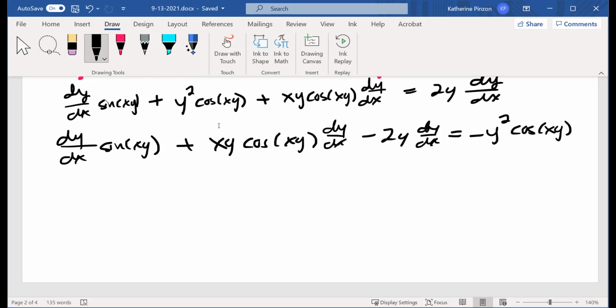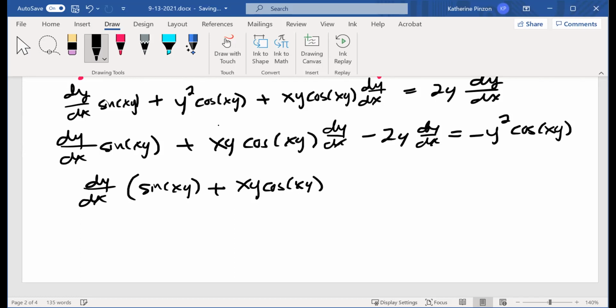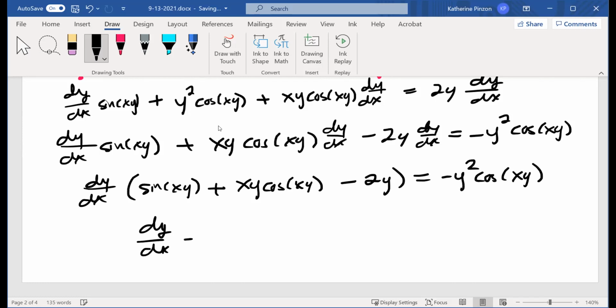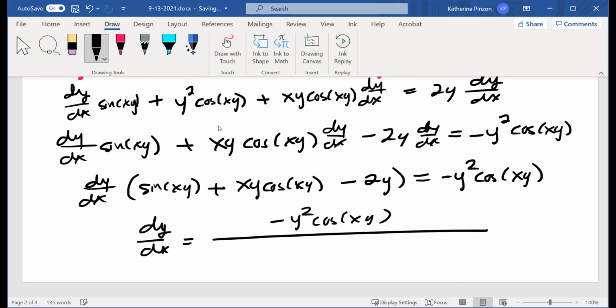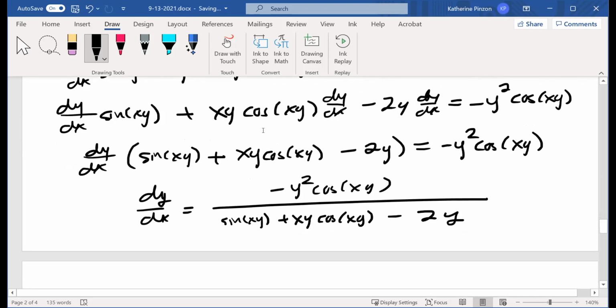Okay, now what? Factor out the dy/dx. I have to write down a whole bunch of stuff again. When I take dy/dx out of the first term, I'm left with sine of xy. When I take dy/dx out of the second term, I have xy cosine of xy. When I take dy/dx out of the third term, I'm left with negative 2y, and negative y squared cosine xy. Okay, last step, divide by all that stuff. So we have a really big denominator: sine xy plus xy cosine xy minus 2y.